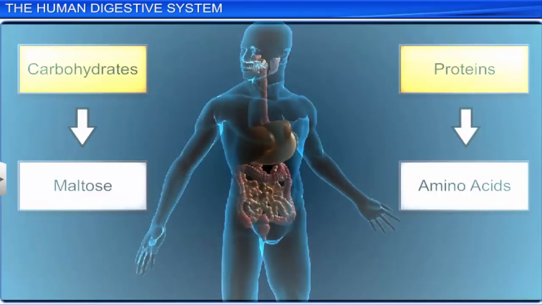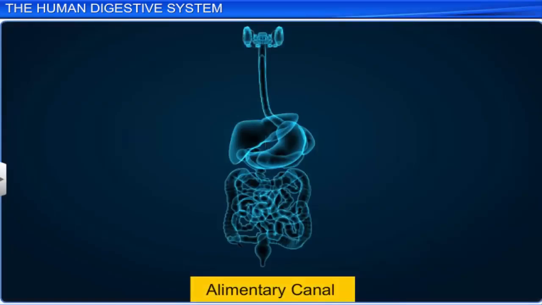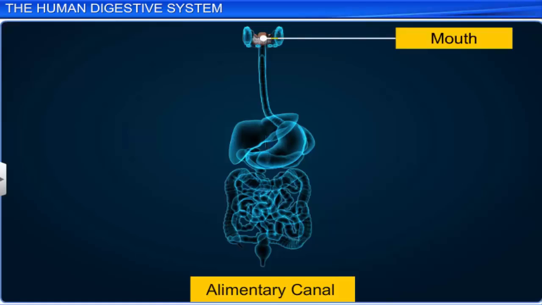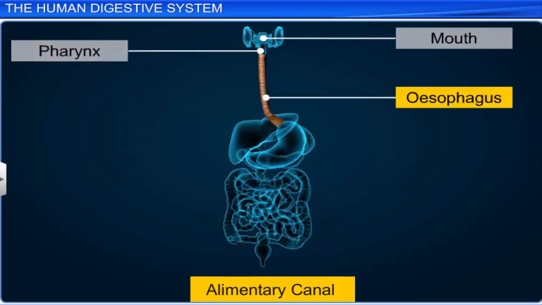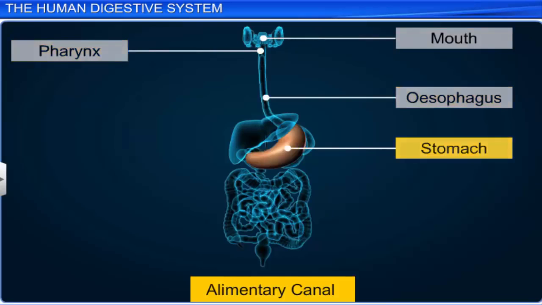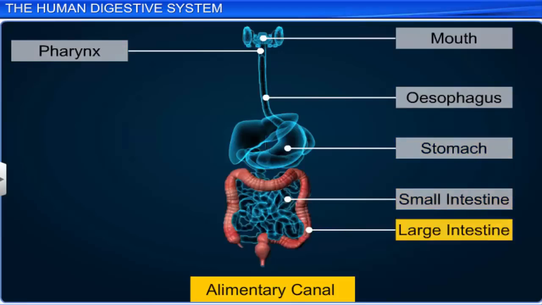Our digestive system comprises the alimentary canal or the gastrointestinal tract and the digestive glands. The alimentary canal, the long pathway through which food enters the body and solid wastes are eliminated, includes organs such as the mouth, pharynx, esophagus, stomach, small intestine, large intestine, and anus.